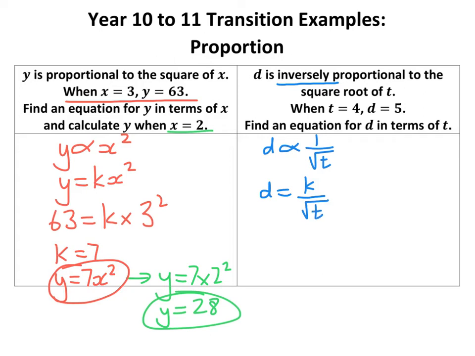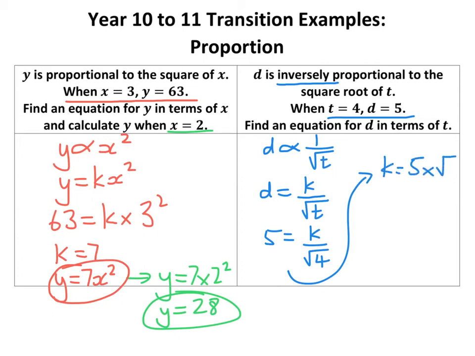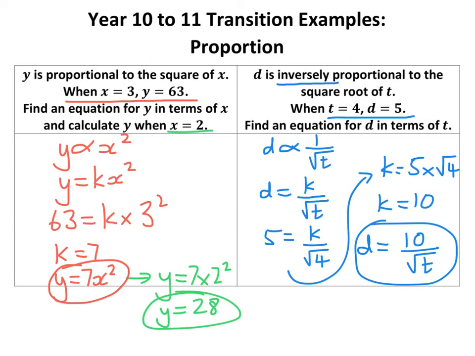Stick my values in, so that's these values here. 5 equals k over root 4. So k is going to go up here actually. K equals 5 times root 4. Well, root 4 we know is 2, don't we? So k equals 10. Now it says find the equation for d in terms of t. So d equals 10 over root t. Alright, and that would be my answer.